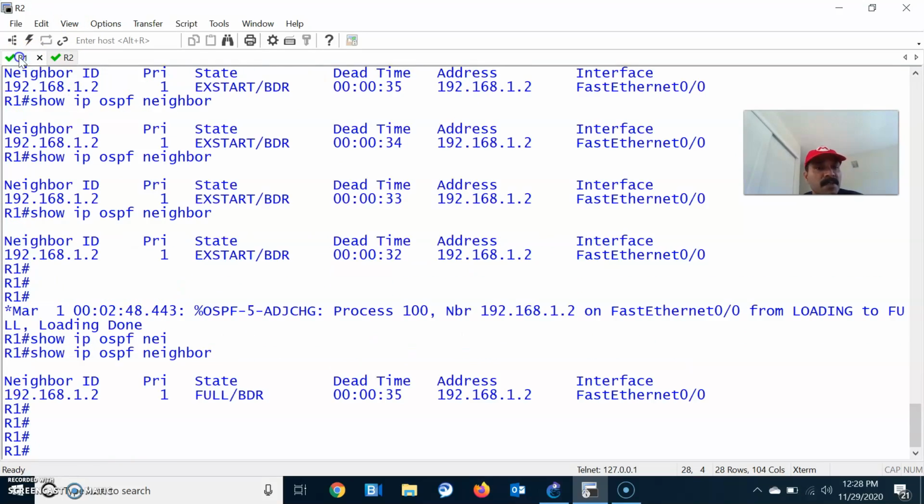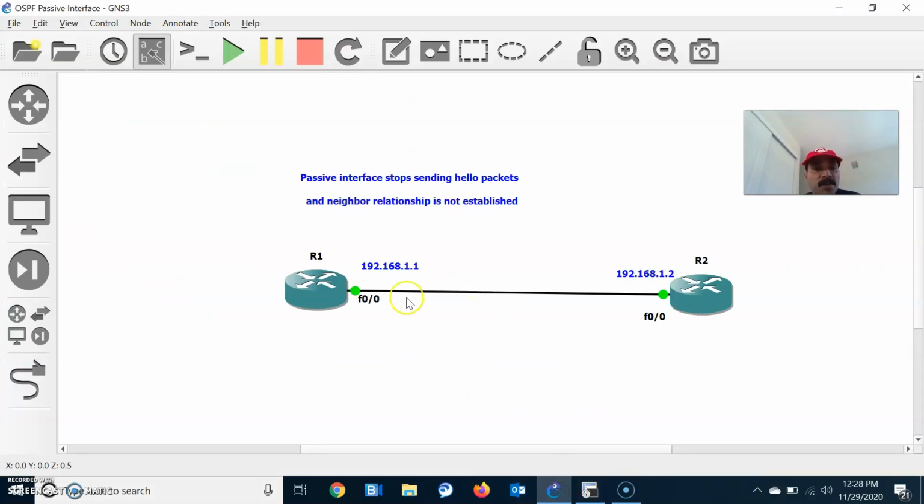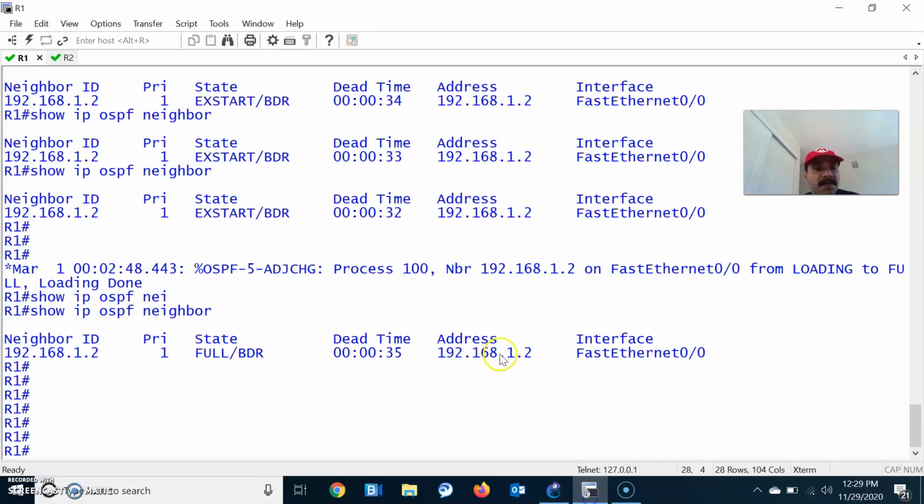So now let us do one thing. So now I'm going to configure this as a passive interface. So what I'm going to do, I'm going to configure this as a passive interface and I'm going to check whether it is able to establish a neighbor relationship. So after configuring the passive interface on this FastEthernet 0/0, R1 will not establish a neighbor relationship with R2, right? So let us check that.